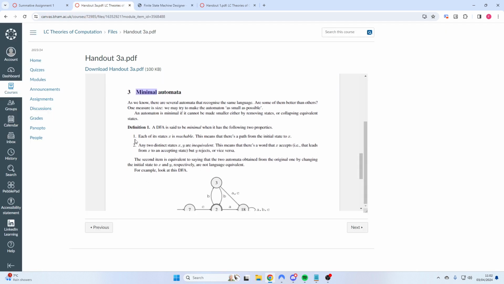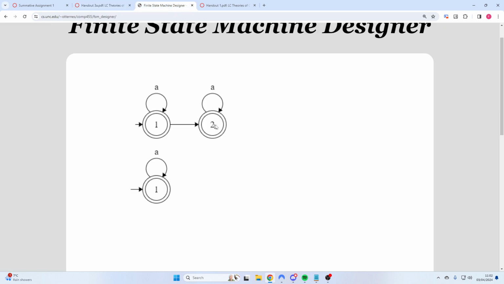But there's two actual conditions. The first is that each of its states is reachable, meaning if we had something like this, that's meant to be A, then state 1 is reachable because it's the start, and 2 is reachable. We know we can go from the start, then A. We're never going to be able to get to 3. There is no arrow that leads to 3.